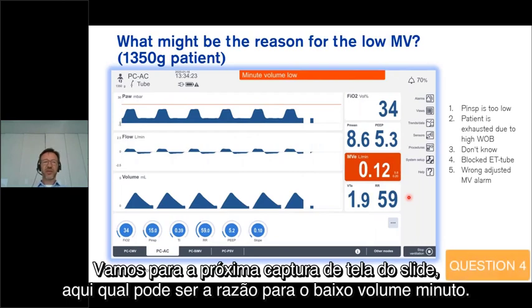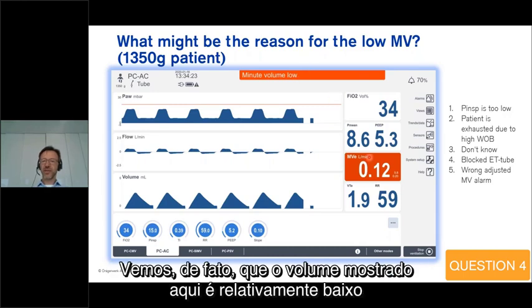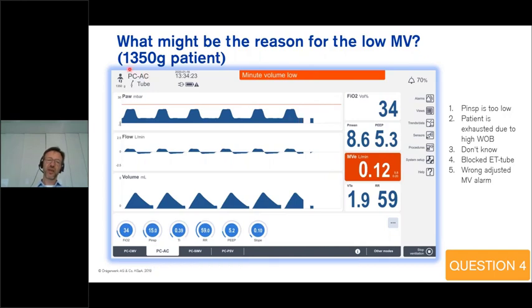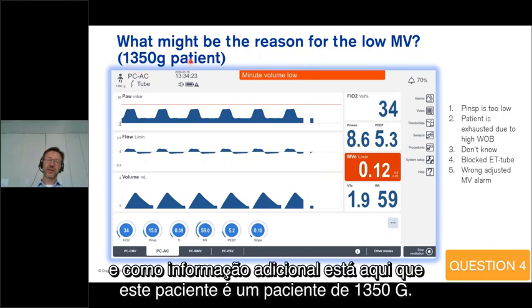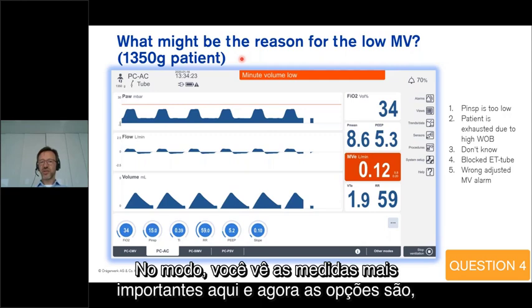Okay, let us come to the next slide, a screenshot here. What might be the reason for the low minute volume? We see here a screenshot with the minute volume alarm. We see, in fact, that the minute volume displayed is relatively low. Additional information is that this patient is a 1,350 gram patient. So you see the curves, the settings, the mode, and the most important measurements here.